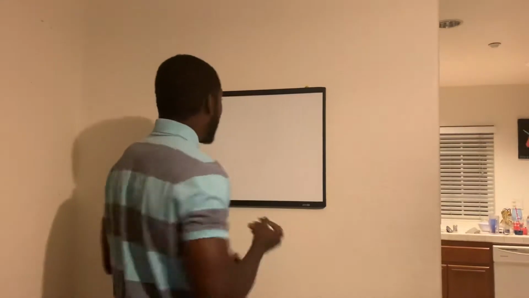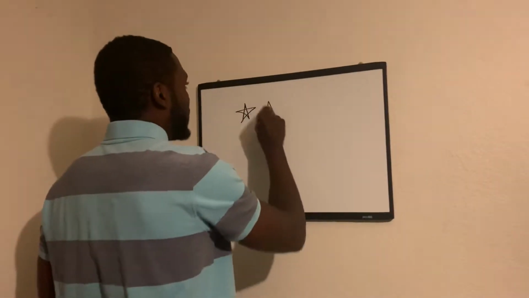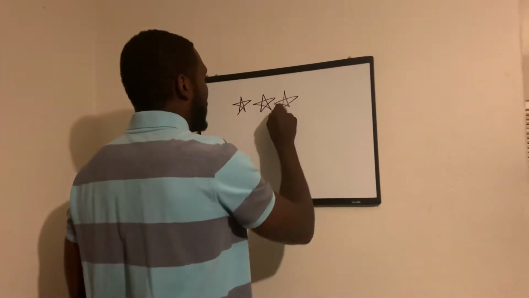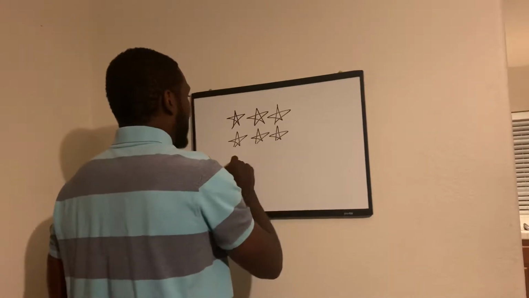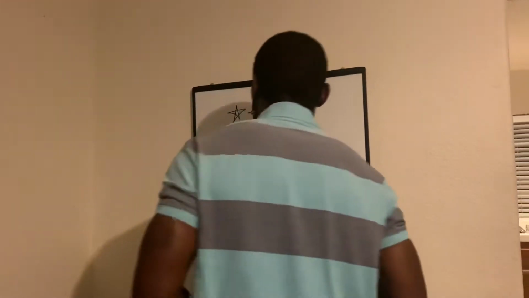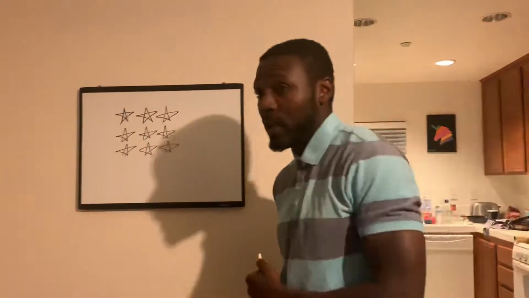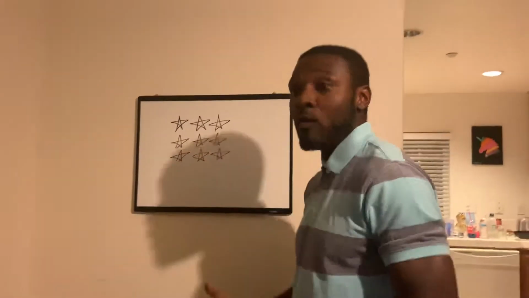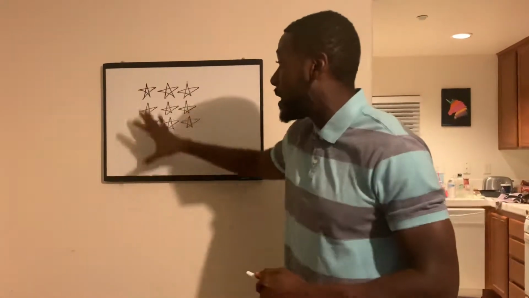I'll use stars, okay? And let's do about 9 stars. 3 rows, 3 columns. Okay. Now, you could use anything to do these arrays. You could use counters, you could use maybe magnets. Unfortunately, I don't have those, so I'm gonna use my stars today, okay? But the first thing I want to do going over it is to show you what exactly is an array, okay? So this is an array, all right?